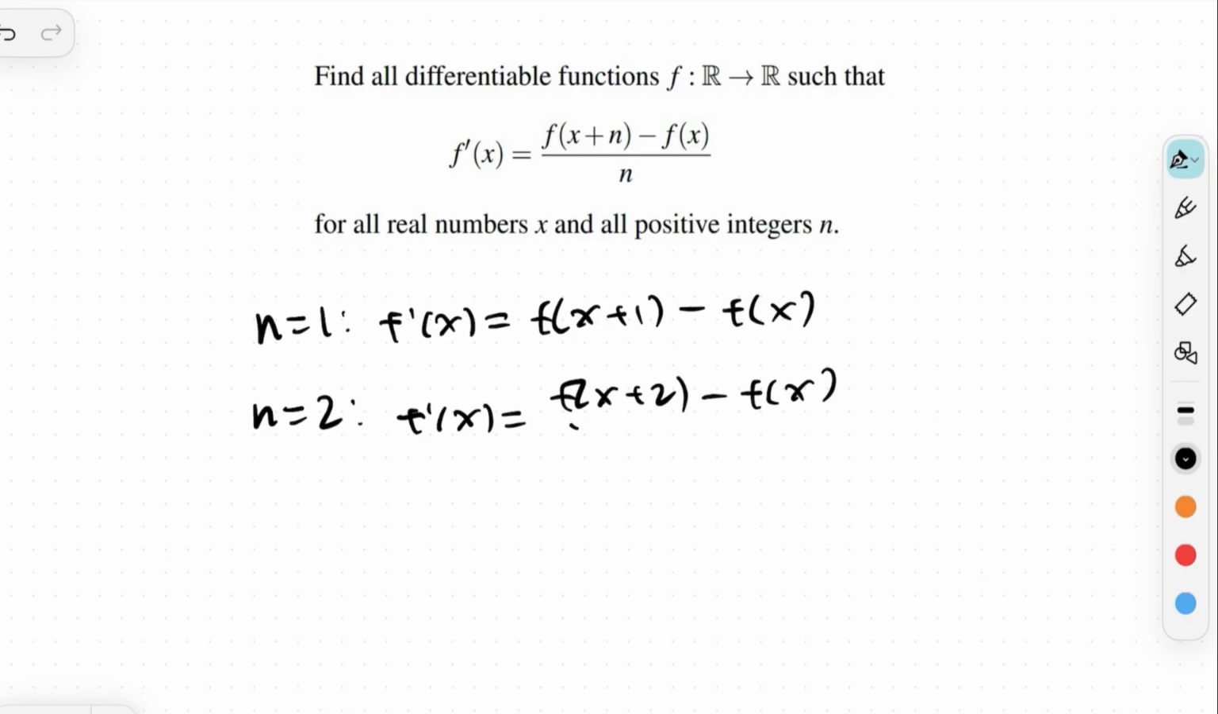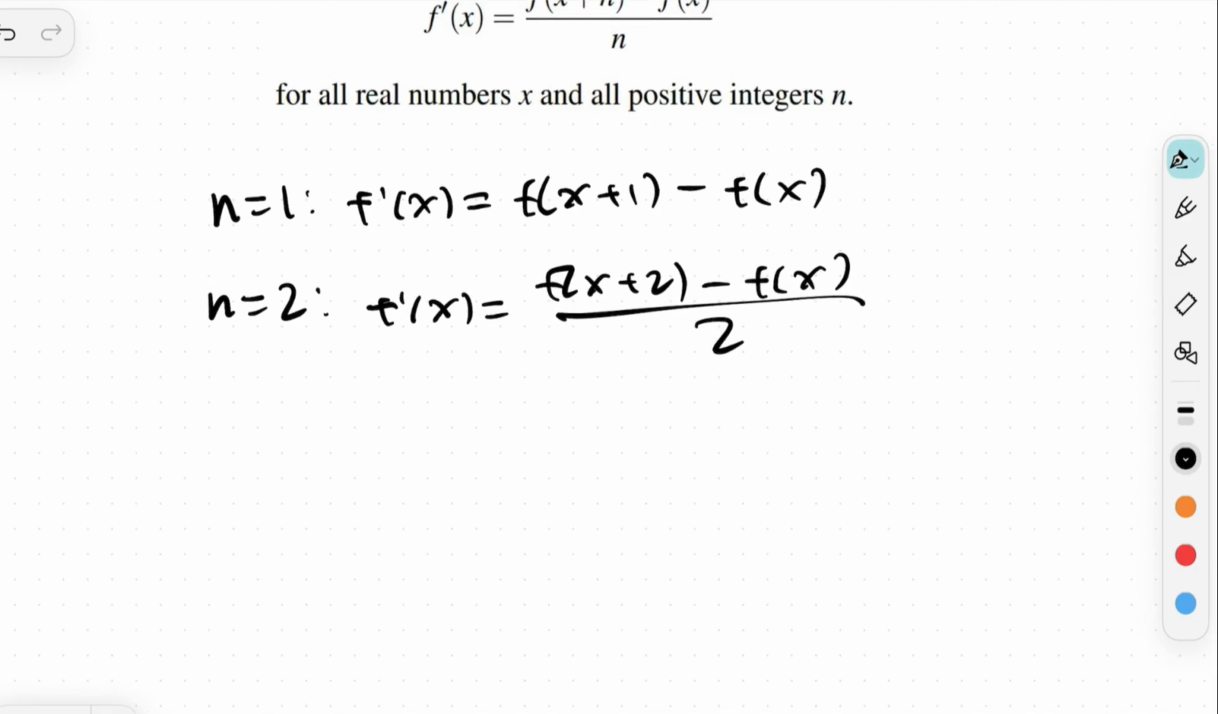Now, at this stage, you might be wondering, should I continue playing around or should I just move on? I mean, you could continue playing around by testing n is equal to 3, 4, maybe even substituting x with certain values, right? But sometimes it is a good idea to pause and think about what you have so far. And in this example, notice that with the second equation, you could rearrange it into 2 times f prime of x equal to f of x plus 2 minus f of x.